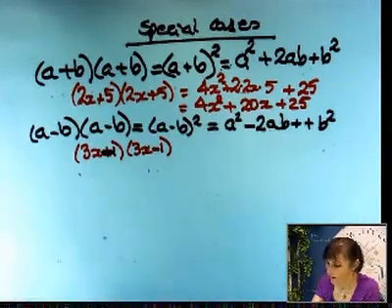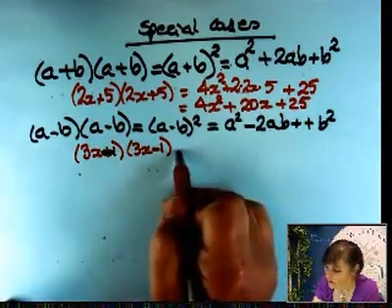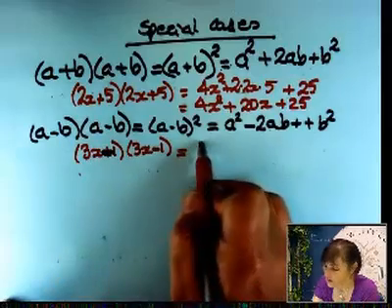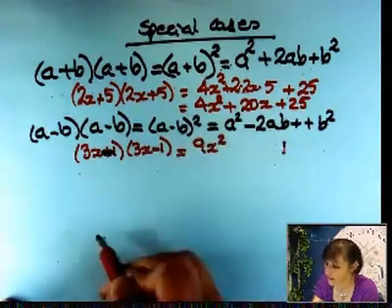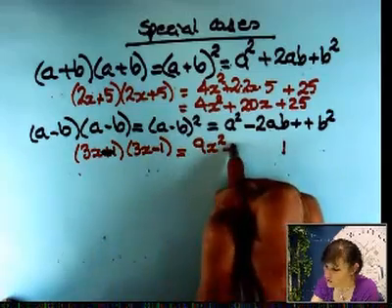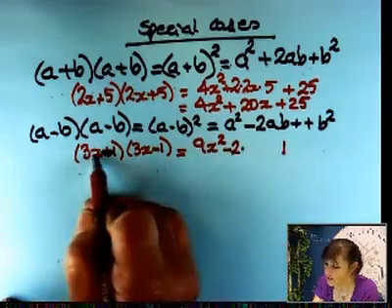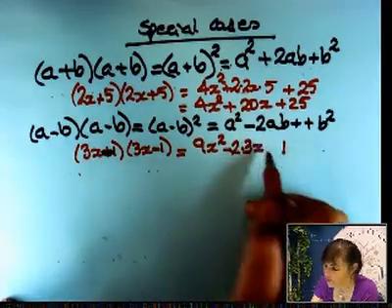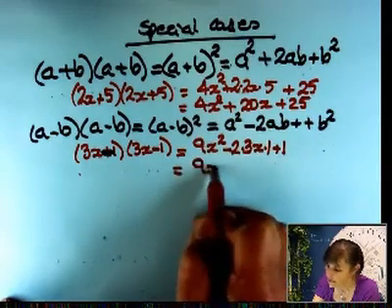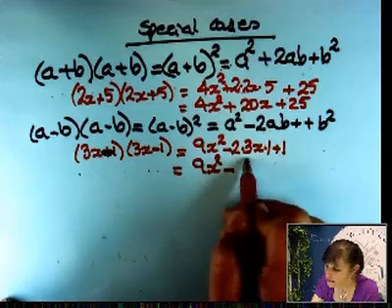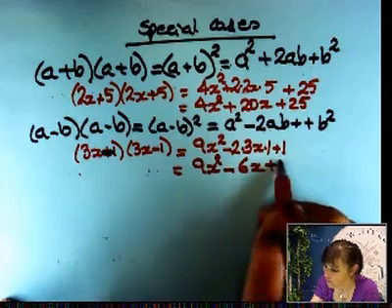How does that work? First one squared, 3x squared is 9x squared. Last one squared is 1. Middle term, minus 2. First term, 3x. Last term, 1. Make it pretty. 9x squared minus 6x plus 1.